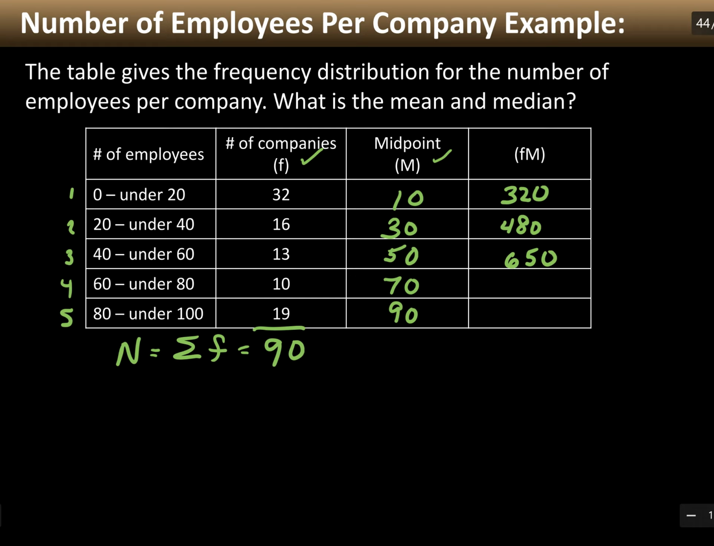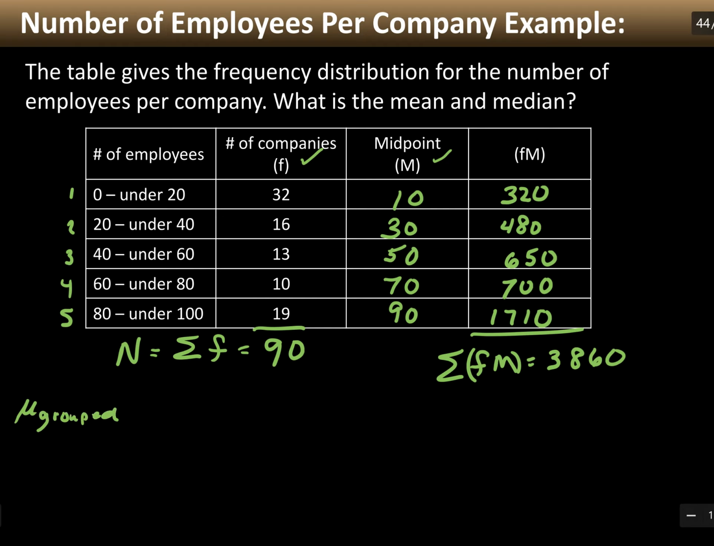10 times 70 is going to give us 700. 19 times 90 is 1,710. Let's add all those up because we want the sum of the frequencies for each class times the midpoint of each class, and the sum of all those is 3,860.